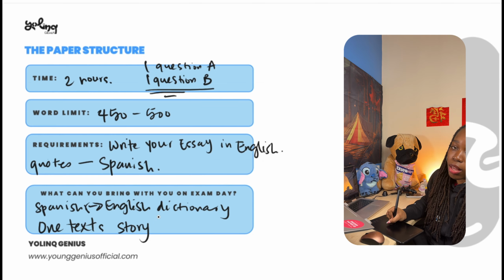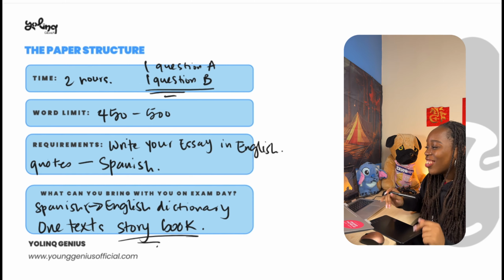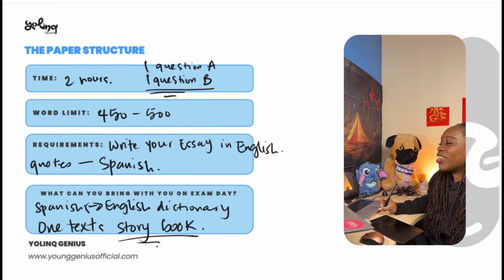However, there's a constraint. You shouldn't have heavy annotations in the book, right? So I'll just put storybook, because I don't even know what these things are called, neither in English, Spanish, nor Chinese. Storybook. So you're allowed to bring one of them with you, and it shouldn't be heavily annotated. So please keep that in mind.